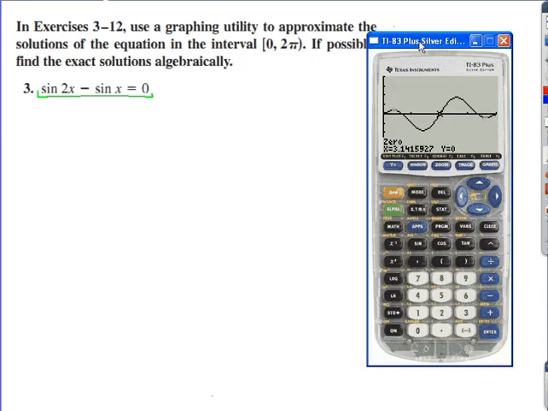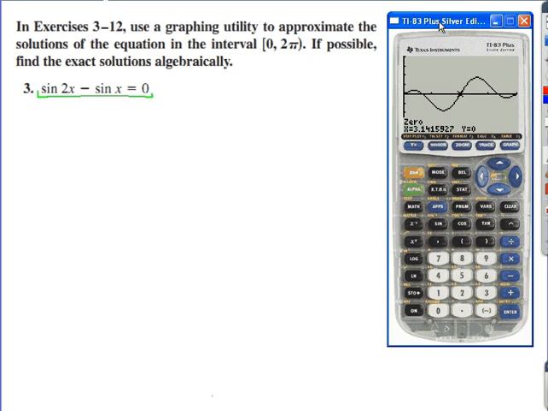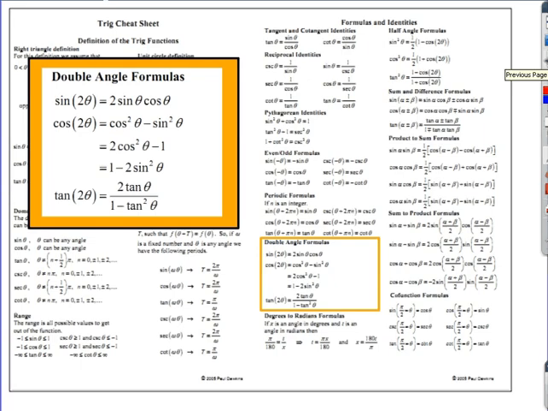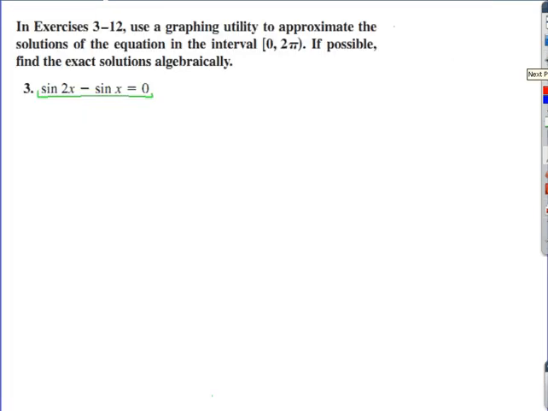Okay, so next up, let's take this equation. We have to look at our identities. So right away in our double angle identities, we see this here. We have sine 2 theta equals 2 sine theta cos theta. Well, we just plug that in directly. So this part right here, the sine 2x, that becomes 2 sine x cos x. Okay, no problem. And then we still have the minus sine x and the equals 0.